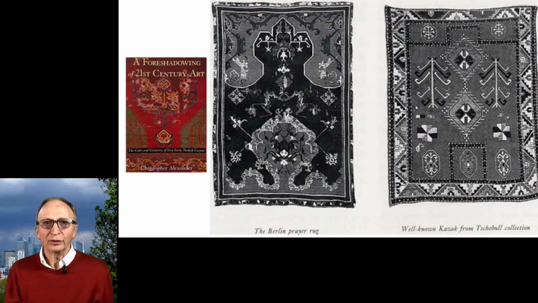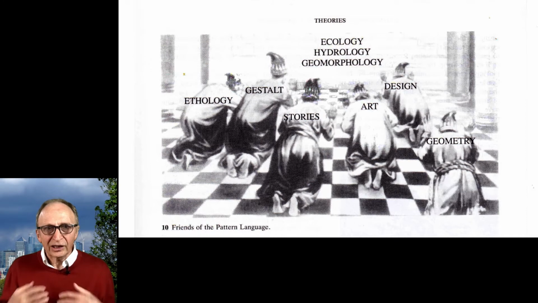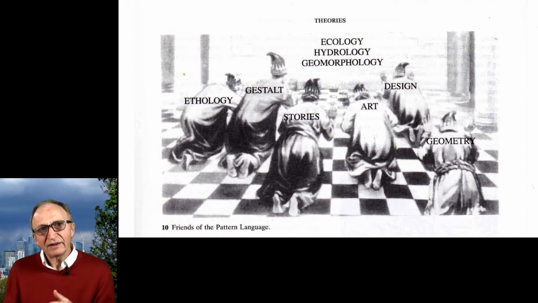Next is a review of structural friends of the pattern language. The pattern language has abundant structural friends, which also happen to be its relatives. See Figure 10. They are found in psychology, ecology, geomorphology, art, design, geometry, planning, and other subjects too. Each of these disciplines identifies structures of a particular kind.